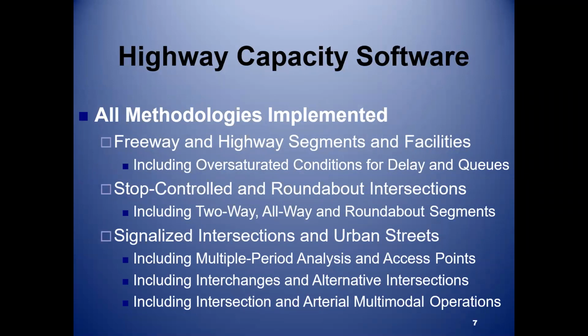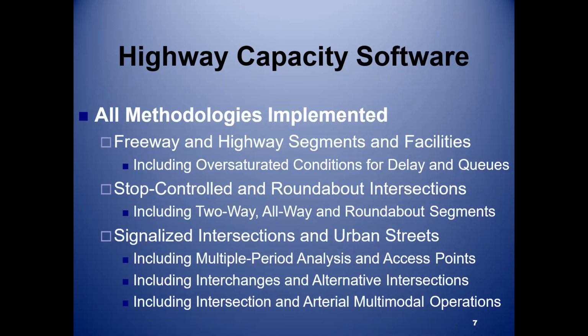Every methodology is implemented. Freeways and highways, whether it's a segment or facility. On a freeway facility, you can model oversaturated conditions because you're looking at multiple segments over multiple time periods, and that'll give you even delays and queues. Unsignalized intersections: two-way stop control, all-way stop, and roundabouts, and now you can model the segments between the roundabouts. So you get a string of roundabouts or even a roundabout within a signalized arterial.